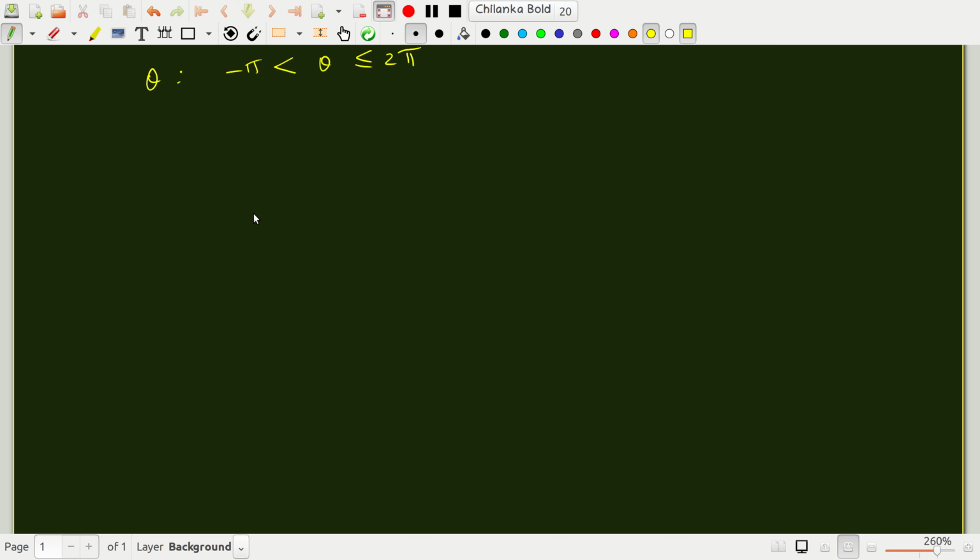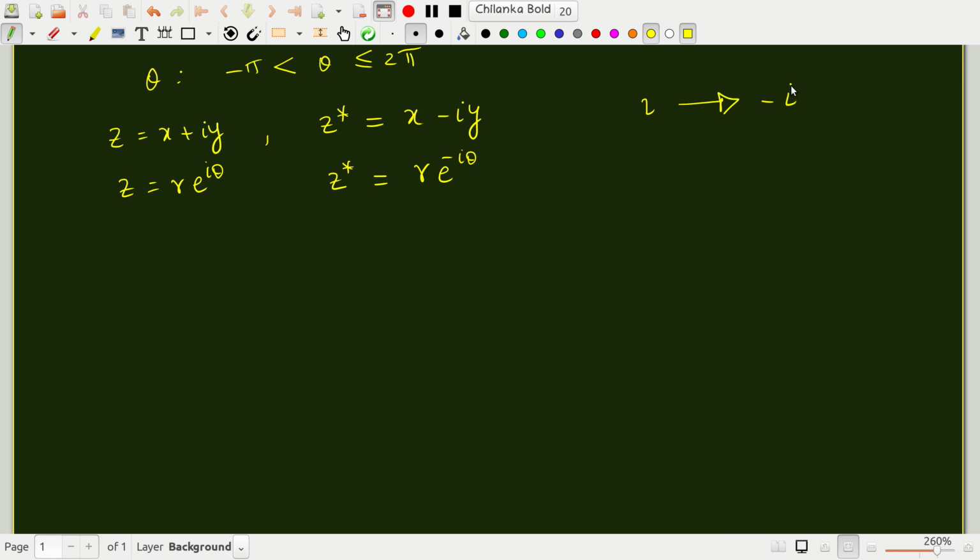Now we also discussed that if z is x plus iy, then the complex conjugate of z is x minus iy. In the polar form, if you write z is r e to the i theta, then the complex conjugate is r e to the minus i theta. So in order to get the complex conjugate, the i should go to minus i wherever it occurs. Whether it is in the Cartesian representation or the polar representation, all you have to do is change the sign of i to get the complex conjugate.